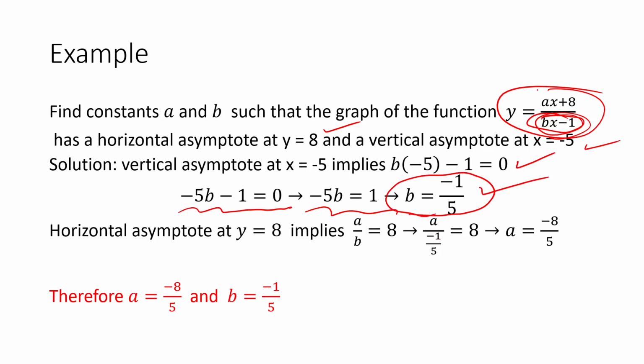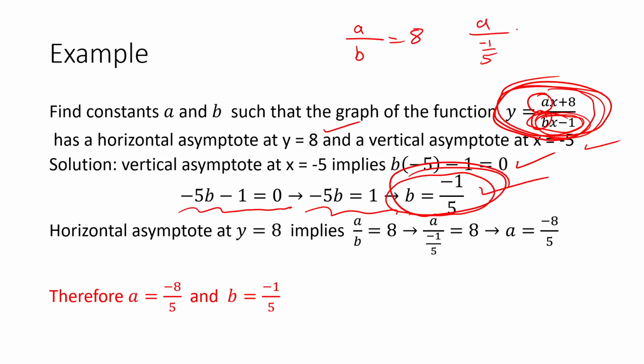Now, a horizontal asymptote at y equals 8, since we have a degree 1 over degree 1, that must mean lead coefficient over lead coefficient equals positive 8. So a over b must be equal to positive 8. But we just said b is negative 1/5. So that means a over negative 1/5 must be equal to positive 8. And that's what's written here. And one step later, we solve by multiplying left side and right side both by negative 1/5. We get a is equal to negative 8/5, and then we can write our therefore statement in red at the bottom of the page.